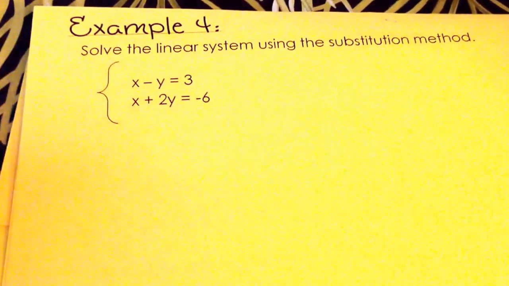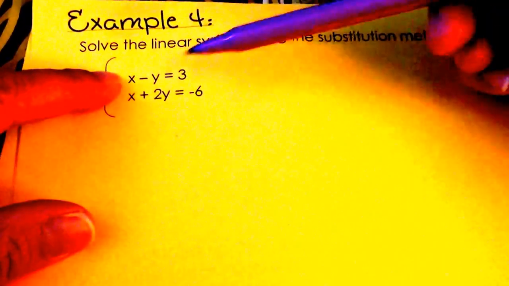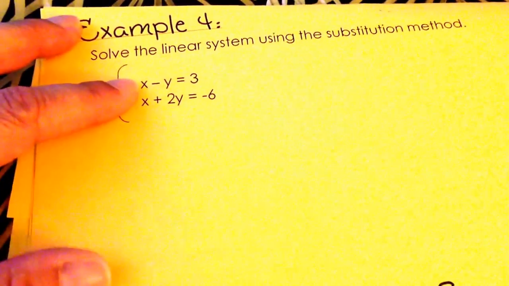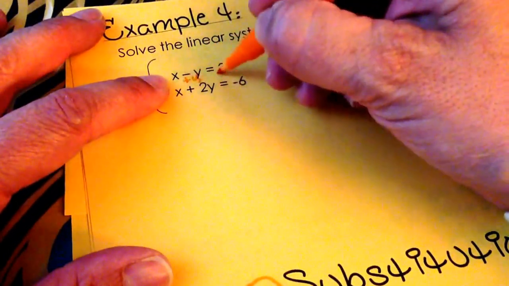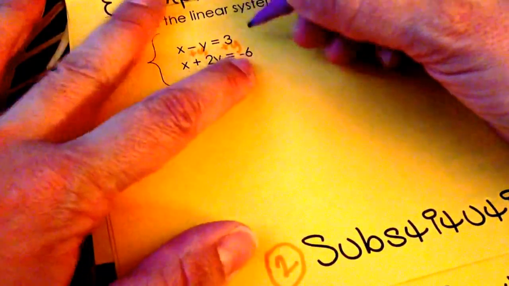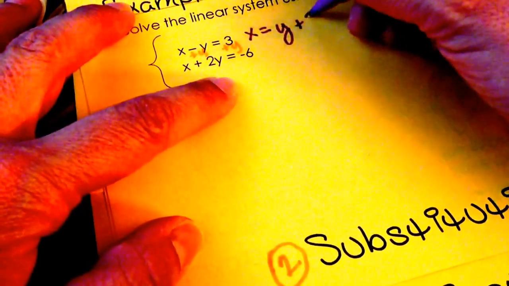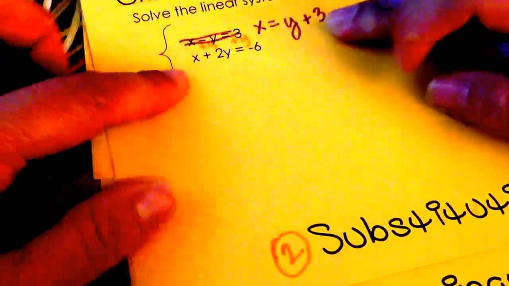Now, in example 4, we're going to use the exact same idea, but neither one of these equations is as a y equals or as an x equals. But I think it's pretty easy if I take this first equation, x minus y equals 3. If I add y to both sides, I'm going to find out that x is equal to y plus 3. So right out of the gate, I'm going to use this one.